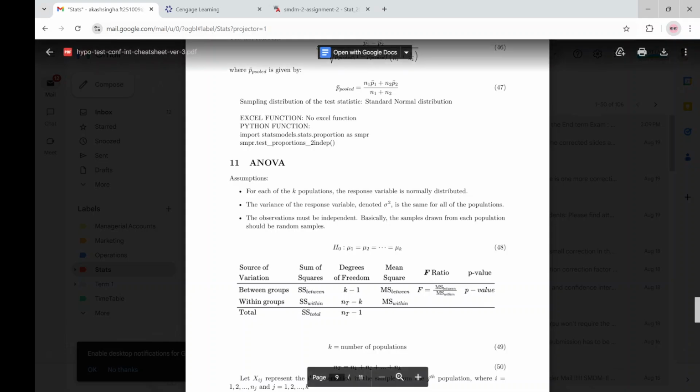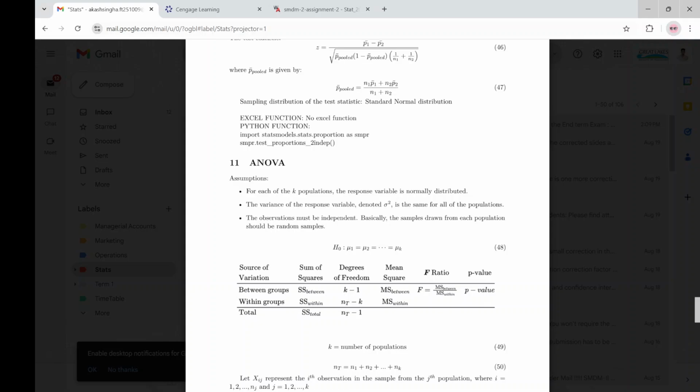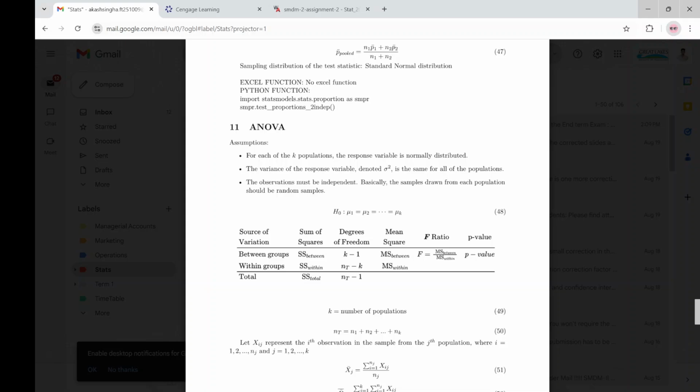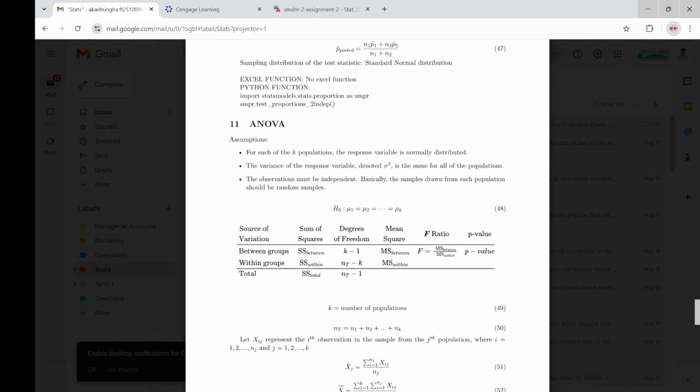ANOVA, only this table value you have to calculate. So if k number of samples are given, degree of freedom is k minus 1. This is total number of samples minus k, and SS between plus SS within is SS total. MS between is SS between by k minus 1. MS within is SS within by nt minus k. And F statistic is MS between by MS within. And p value is 1 minus F.DIST of this F value. And for degrees of freedom, you have to put these two degrees of freedom.